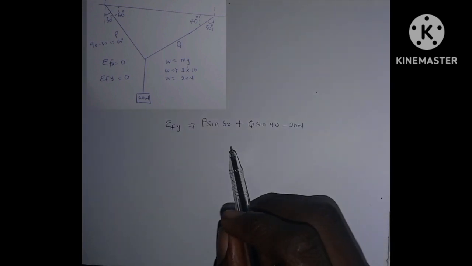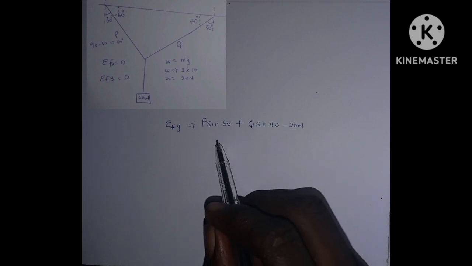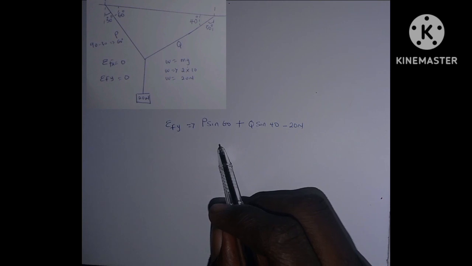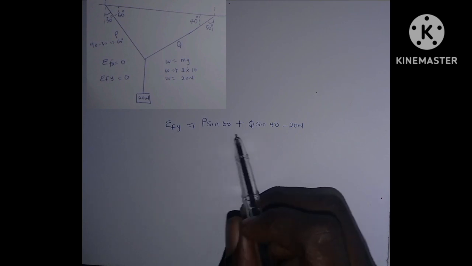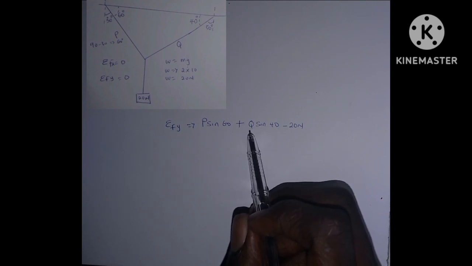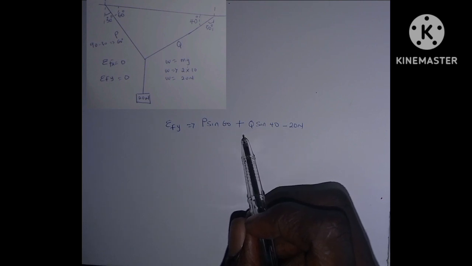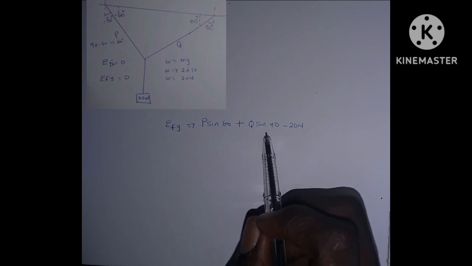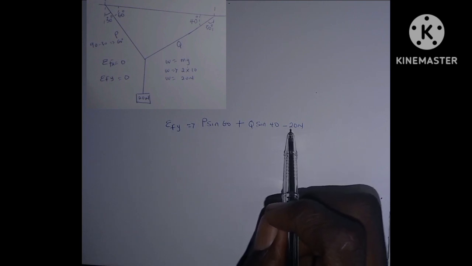Now recall, the vertical axis resolution of 60 degrees is upward, so therefore it is positive. Therefore the force acting downward is negative, because downward is negative and upward is positive according to the y-axis. So the upside of the y-axis is positive, the downside is negative. So therefore that is why we're having minus 20.